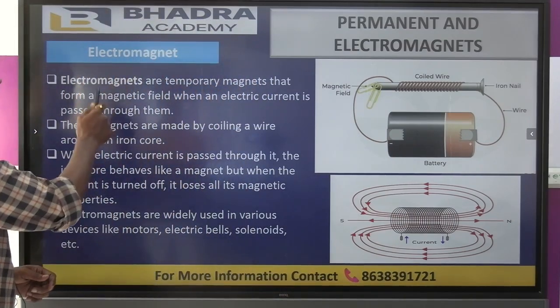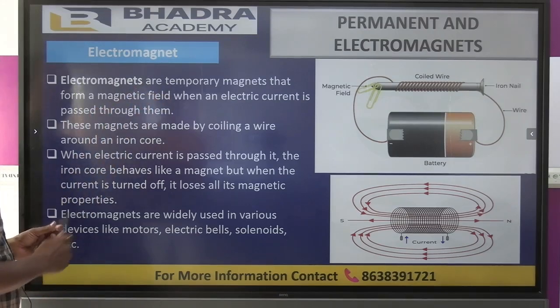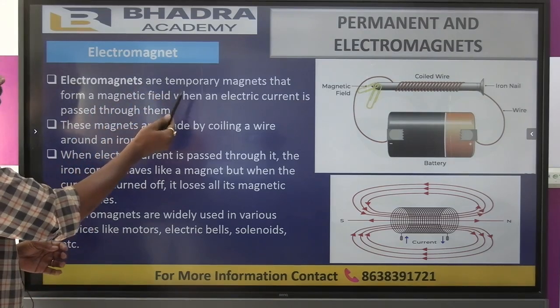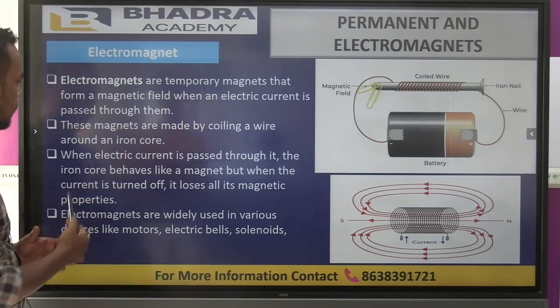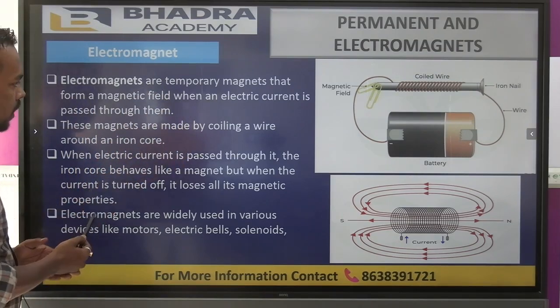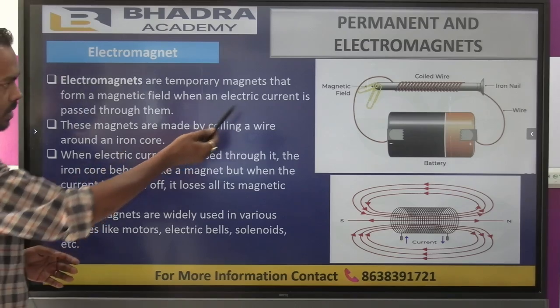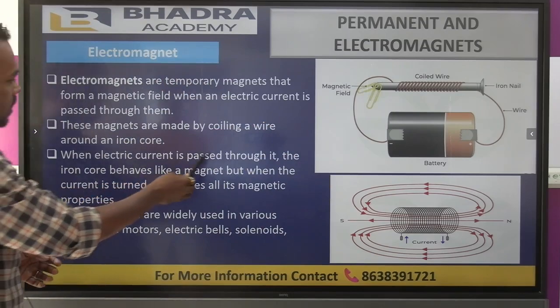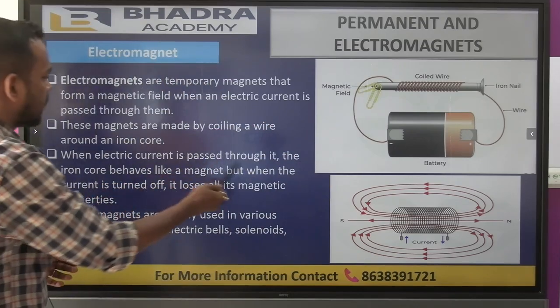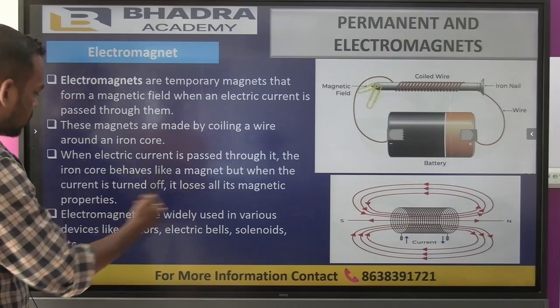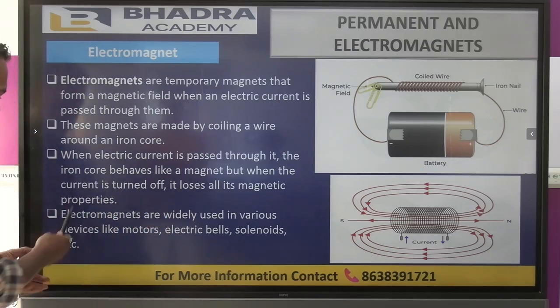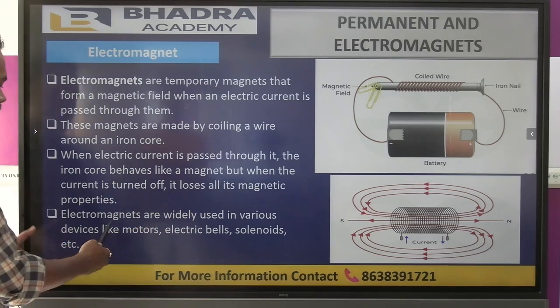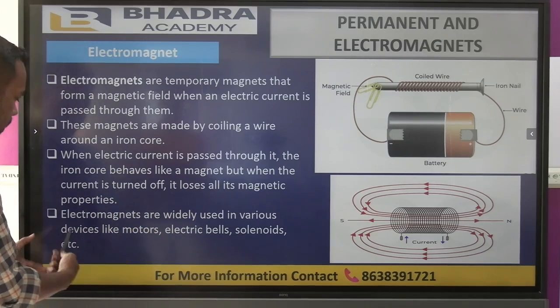So an electromagnet is basically a temporary magnet, where the magnetic field is formed when an electric current is passed through it. These magnets are made by coiling a wire around an iron core. That's what it is saying here. When an electric current is passed through it, the iron core behaves like a magnet, but when the current is turned off, it loses the magnetic properties. Electromagnets are widely used in various devices like motors, electric bells, solenoids, etc.